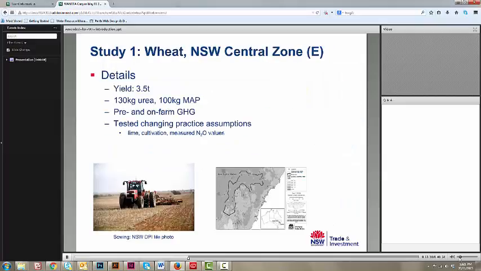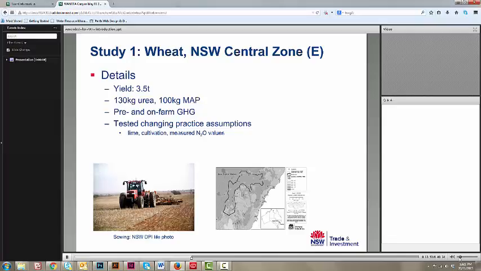So, pretty much the first study that New South Wales DPI did was to just see how LCA would work in a cropping environment. It was a bit of a pilot study for the New South Wales Central Zone.